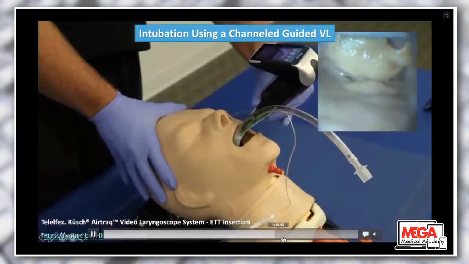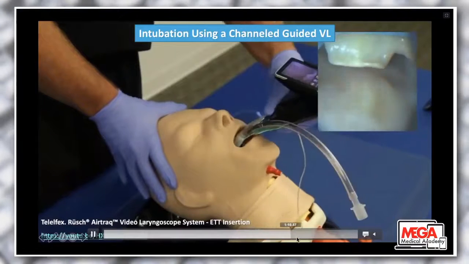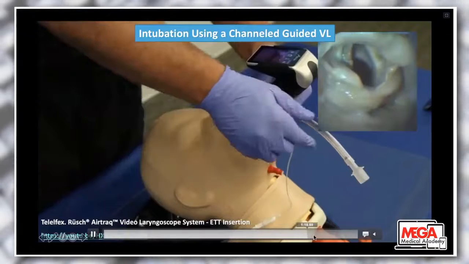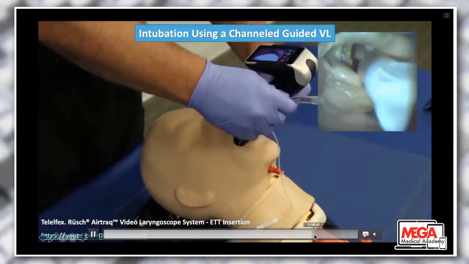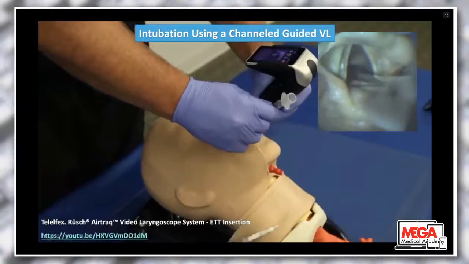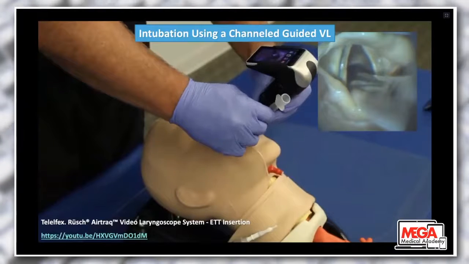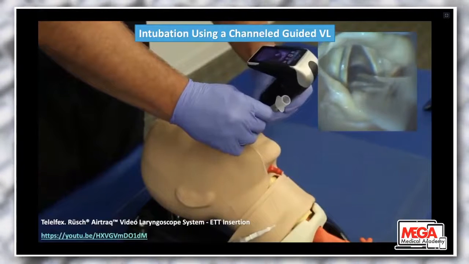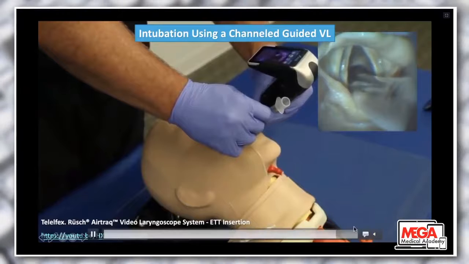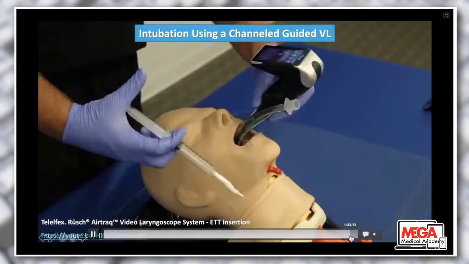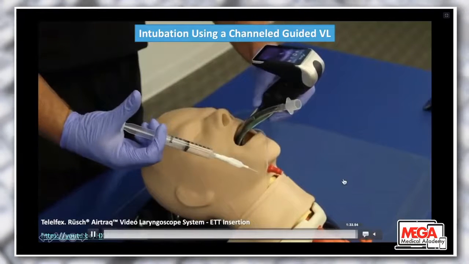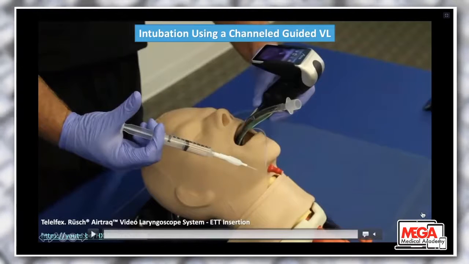with some twisting movement to adjust the view, and then advance the tube through the glottis, hold the tube in place, remove it from the channel, and get your scope outside. Don't forget to inflate the cuff of the endotracheal tube.